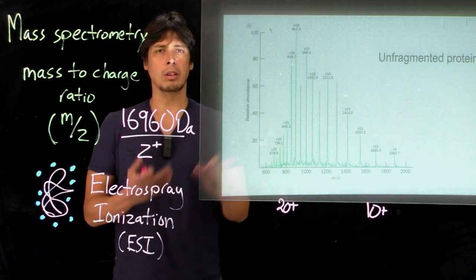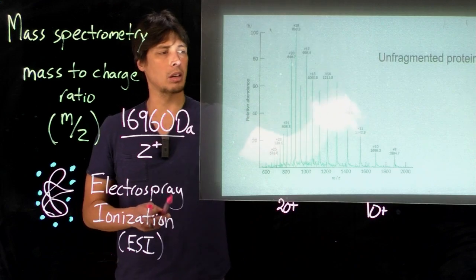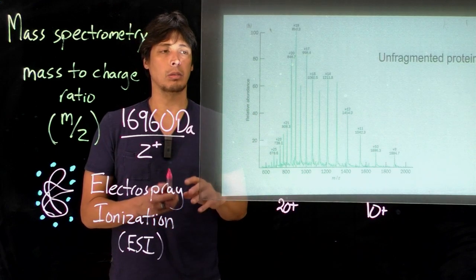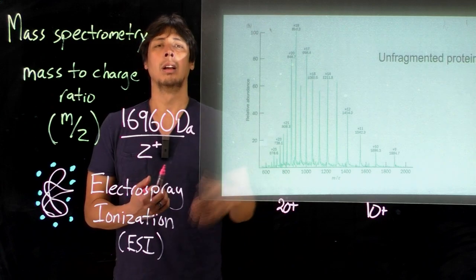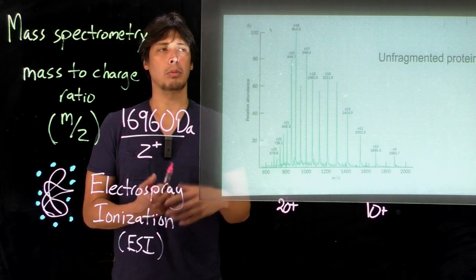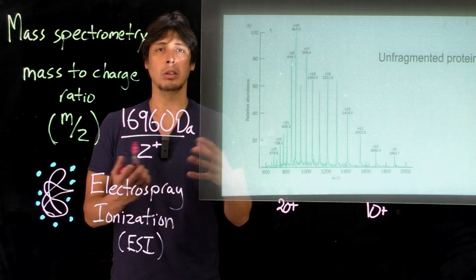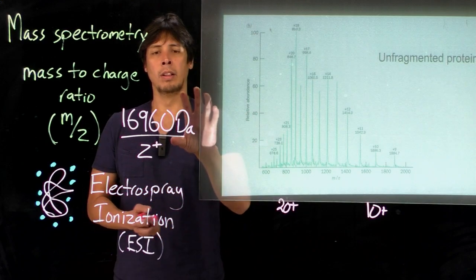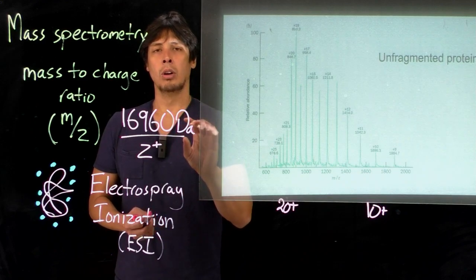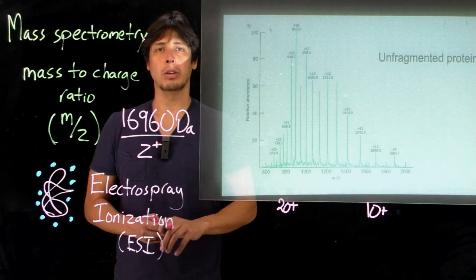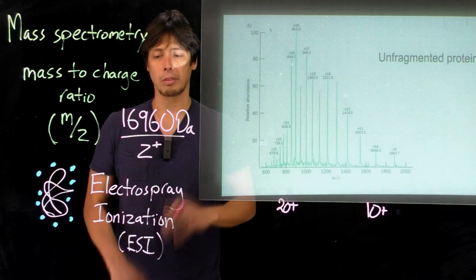If we know the masses from this envelope, we can say these are different charge states that vary by plus or minus 1. And then in practice, we can use that to back calculate the mass if we don't know the mass of the protein or a peptide fragment, if we're trying to identify the sequence of a peptide fragment.